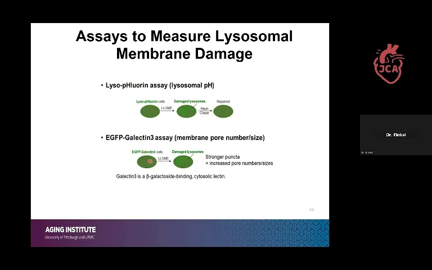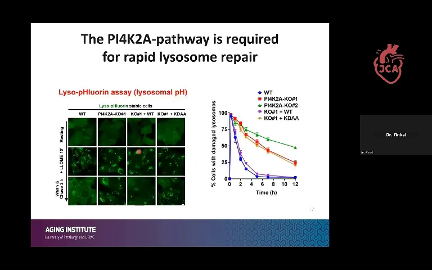Similarly, there's another assay we've used in the manuscript that looks at lysosomal pores as evidenced by galectin-3 binding. I just want to show you that this generation of PI4P is absolutely essential for lysosomal repair. So again, we're now using this pHLuorin assay, which measures lysosomal pH. You damage the lysosome, and there's this rapid alkalinization of the lysosome because the membrane is damaged. But under normal conditions, you can rapidly repair that and restore the pH of the lysosome over the next few hours.